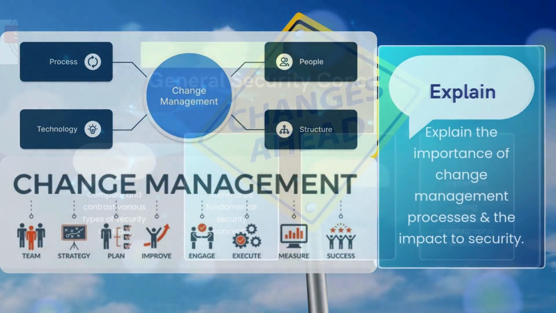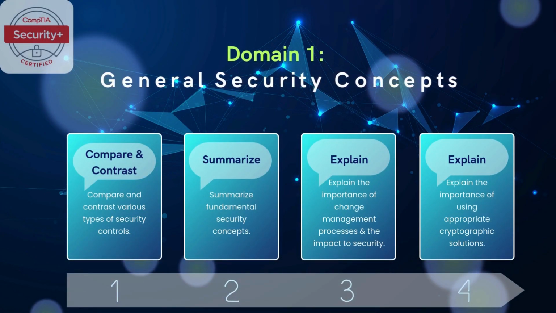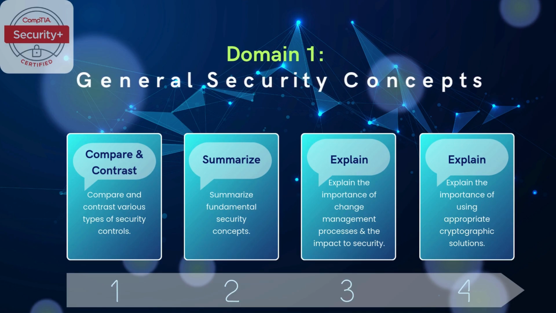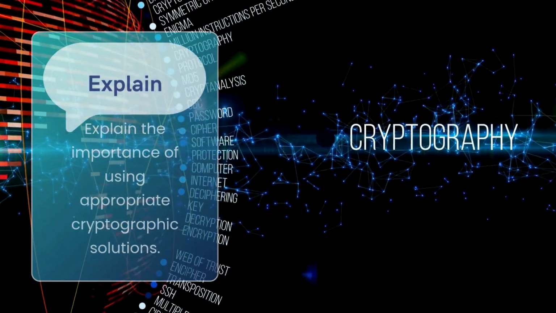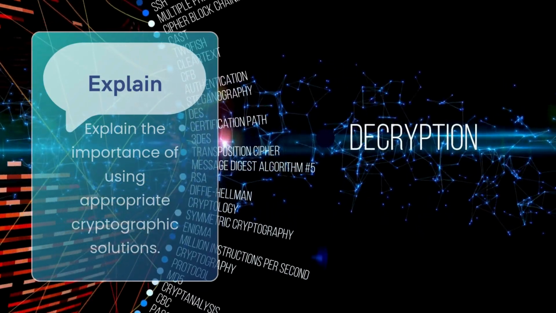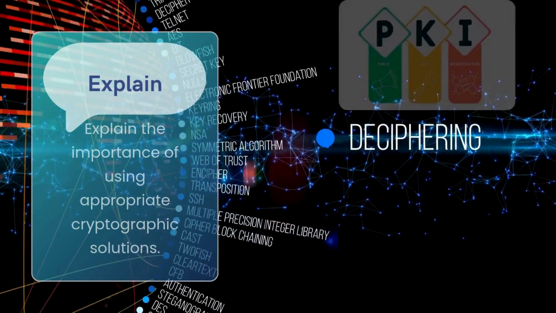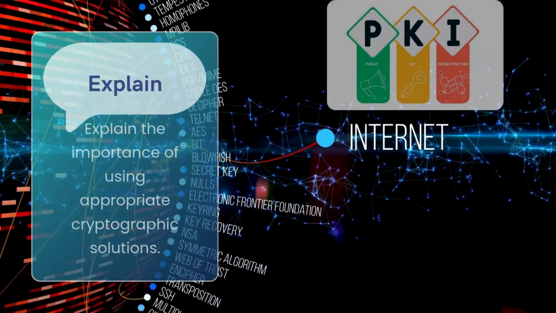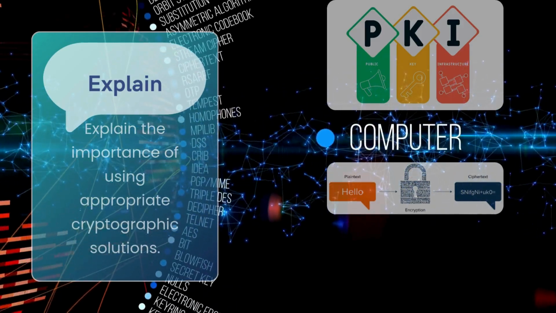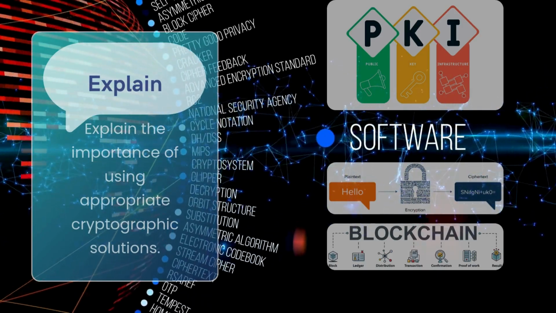The next is 1.4, which will explain the importance of using appropriate cryptographic solutions. The objective of 1.4 focuses on security concepts related to cryptography. It covers solutions like public key infrastructure, encryption, cryptographic techniques, blockchain technology, and certificate authorities.